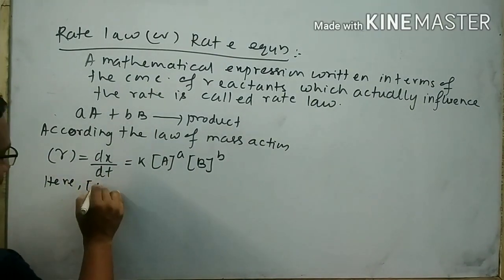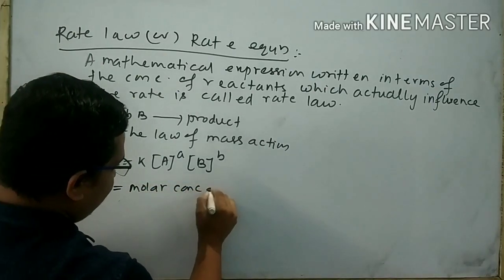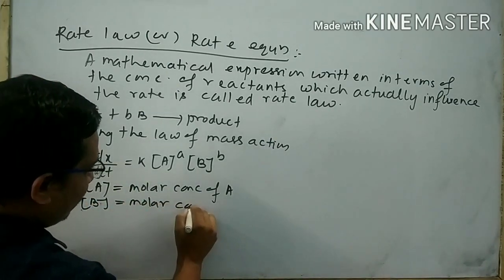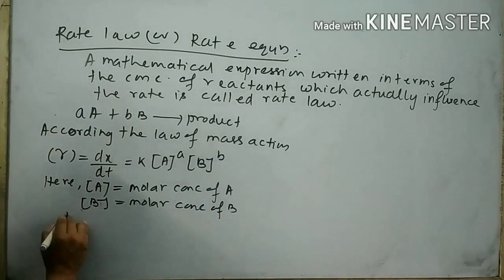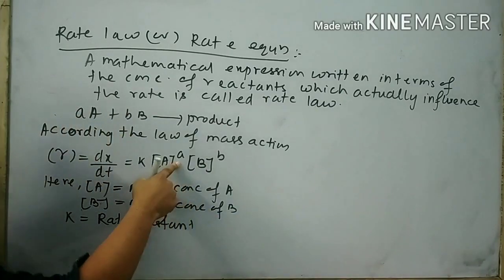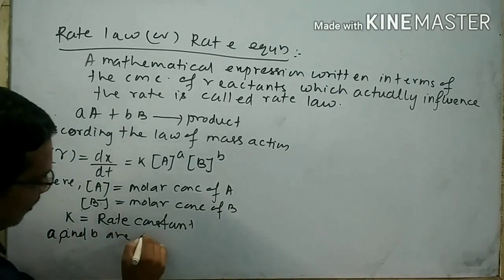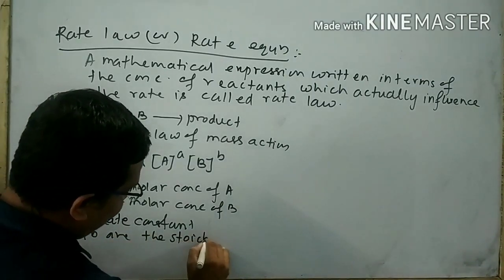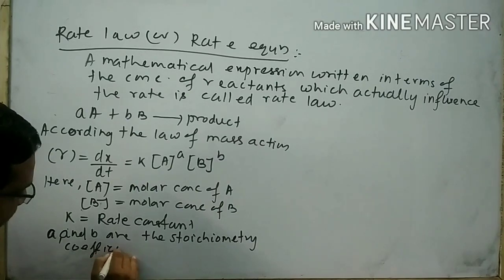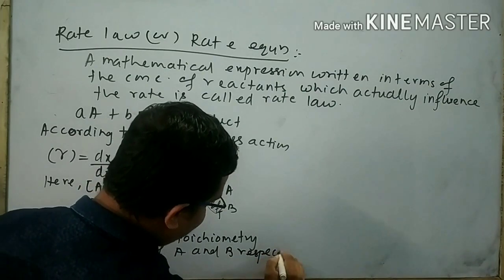Here this term is called the molar concentration of A, and this term is called the molar concentration of B. K is the rate constant, and small a and small b are the stoichiometric coefficients of A and B respectively.